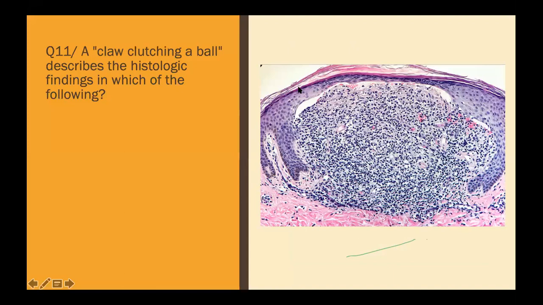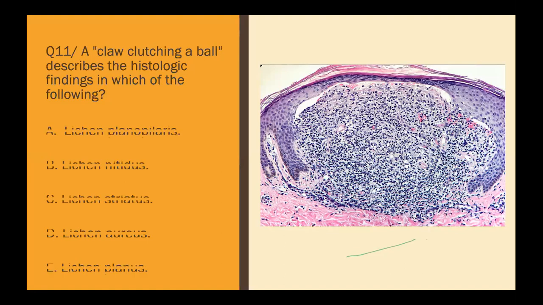Okay, that is a nice spot diagnosis. A claw-clutching ball describes the histological finding of which of the following? Lichen planopilaris, lichen nitidus, lichen striatus, lichen aureus, lichen planus. Yes, yes, more people to participate.